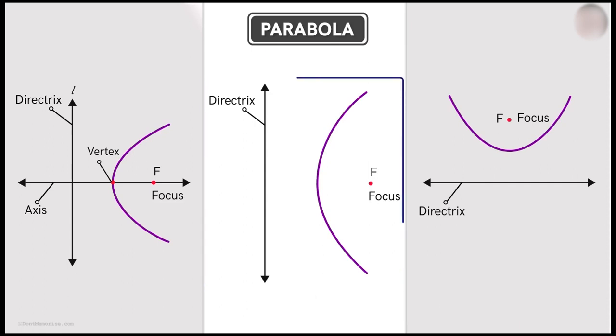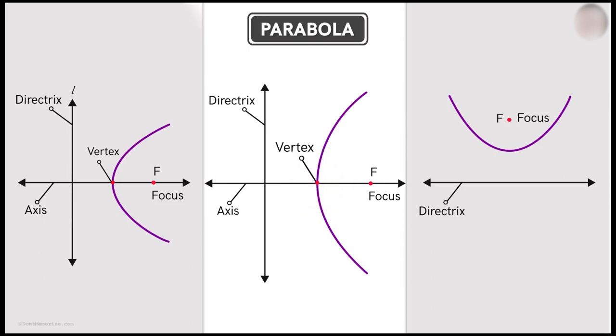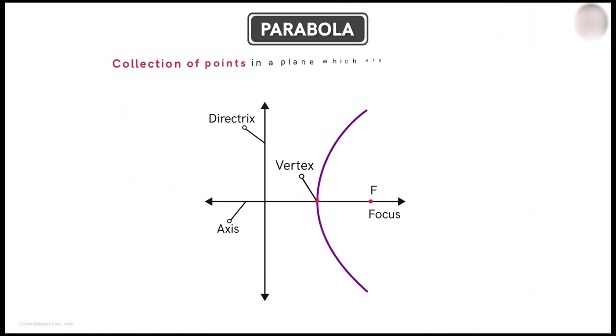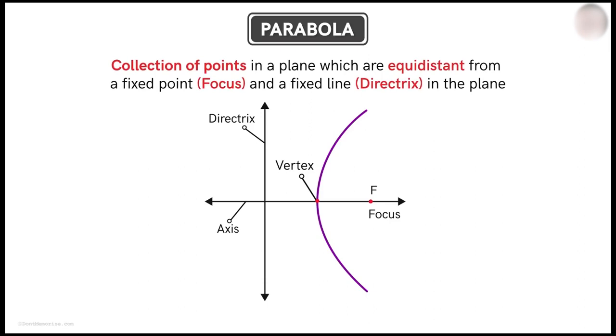For this parabola, this line will be its axis and this point will be its vertex. Similarly for this parabola, this will be its axis and this will be its vertex. So in this video, we saw what a parabola is. It's a collection of all points in a plane that are equidistant from a fixed point called the focus and a fixed line called directrix.